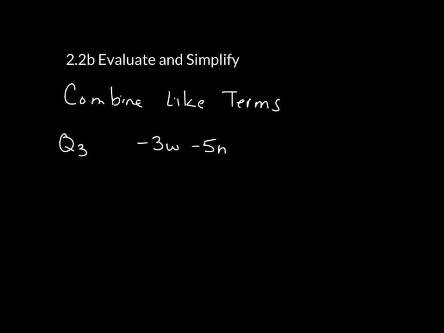All right, so for this section, we have to combine like terms. And we're going to start taking a look at question 3. Question 3 looks something similar to 3 minus 3w minus 5n plus 4 plus 5w minus 2n. Now, what is considered a like term? The like terms are anything that has the same variable.